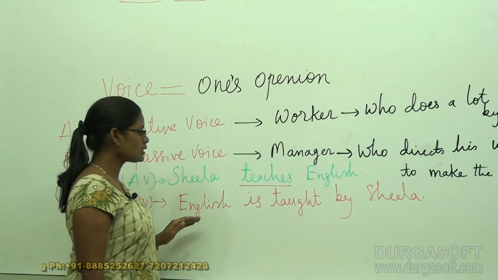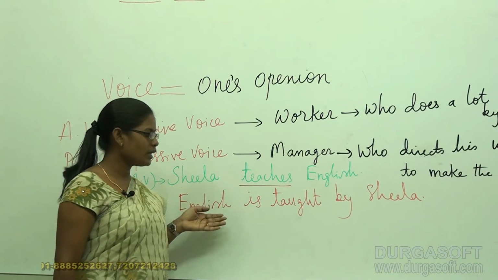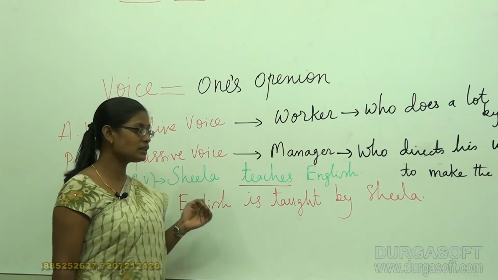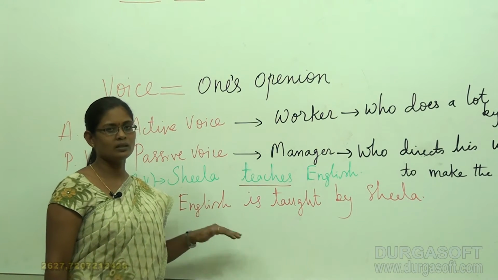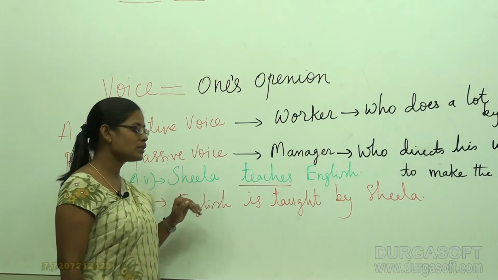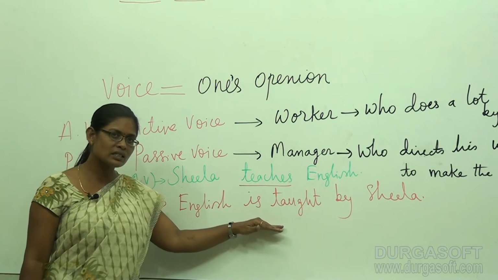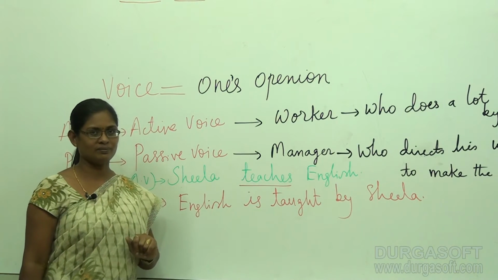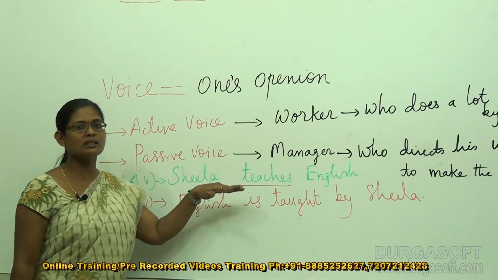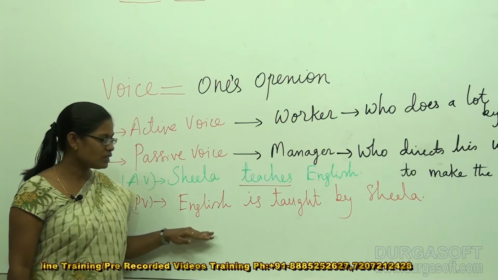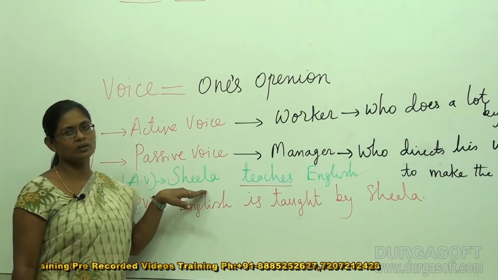But in the second sentence, English is taught by Sheila, a direct action is not performed, but instead something is making something perform something. That's what we can observe here. That is why we call this passive. So the information given in this sentence is quite passive, and the information provided in the above sentence is quite active. So this is like a manager, and this is like a worker.